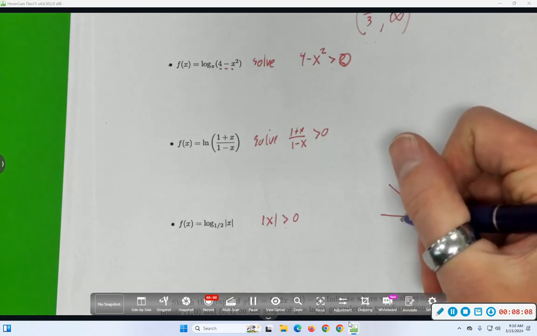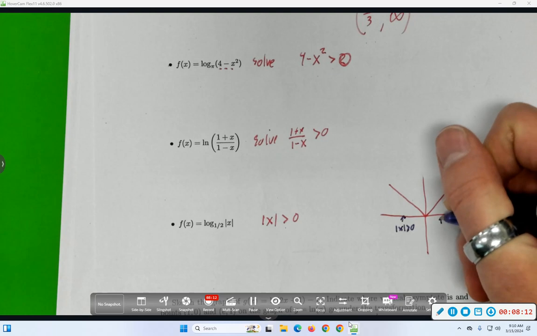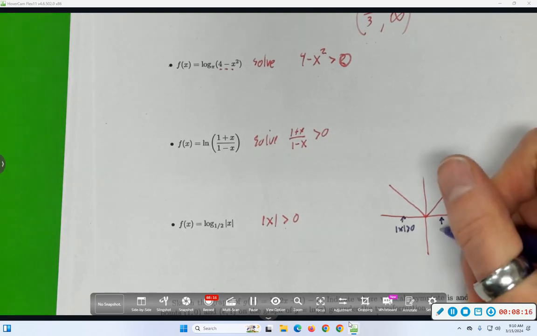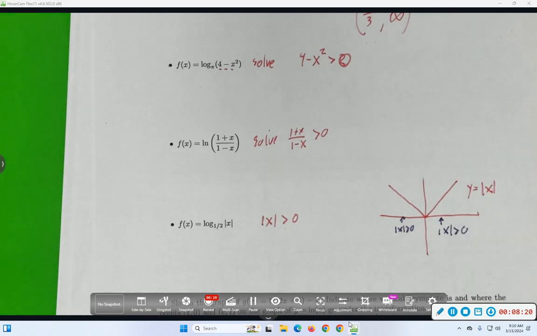So that point has absolute value of x bigger than 0. What if I pick a point over there? Does that have absolute value bigger than 0? Yeah. Is there any point that doesn't have absolute value of x bigger than 0? 0 is bad, right? Absolute value of 0 is 0. So the only thing not in the domain is x equals 0.